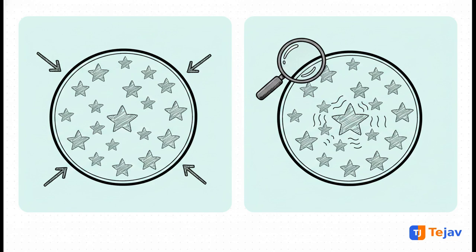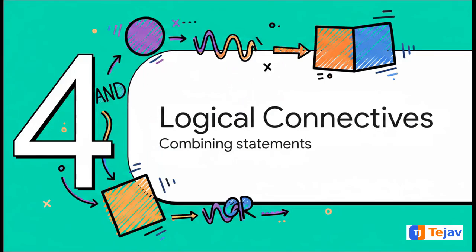On the flip side, we have existential statements. These claim that at least one specific element exists that makes the condition true. Like, there exists a number x such that x squared = 4. That's true, right? Because x could be 2 or -2. Your keywords here are there exists or at least one. Okay, Section 4, Mastering Logical Connectives.